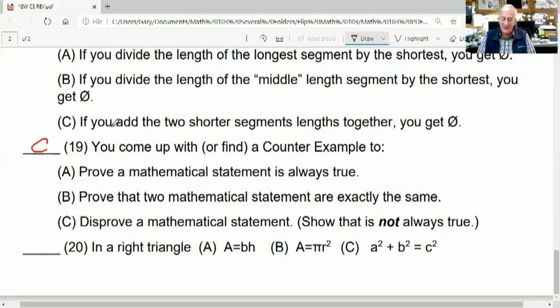Of course, it is choice C. The other 2 area formulas are incorrect.